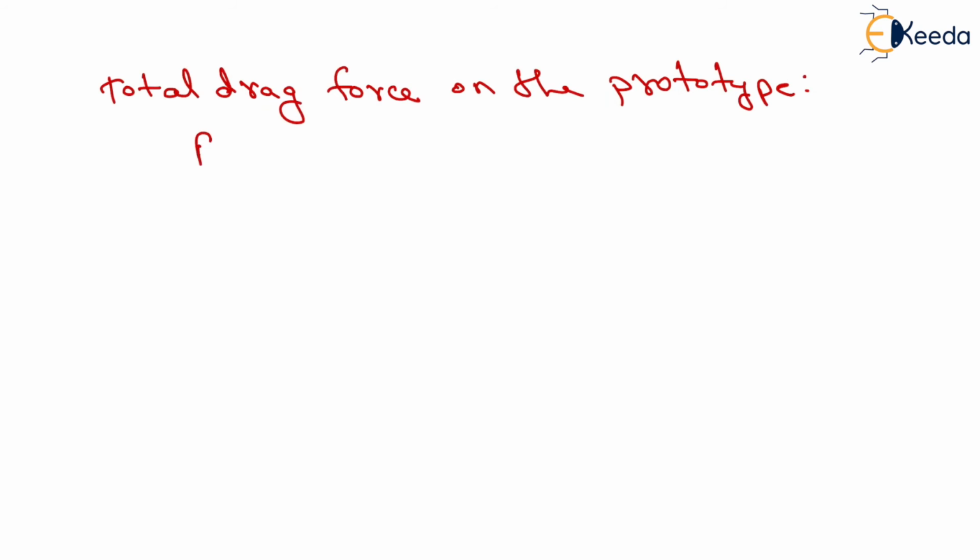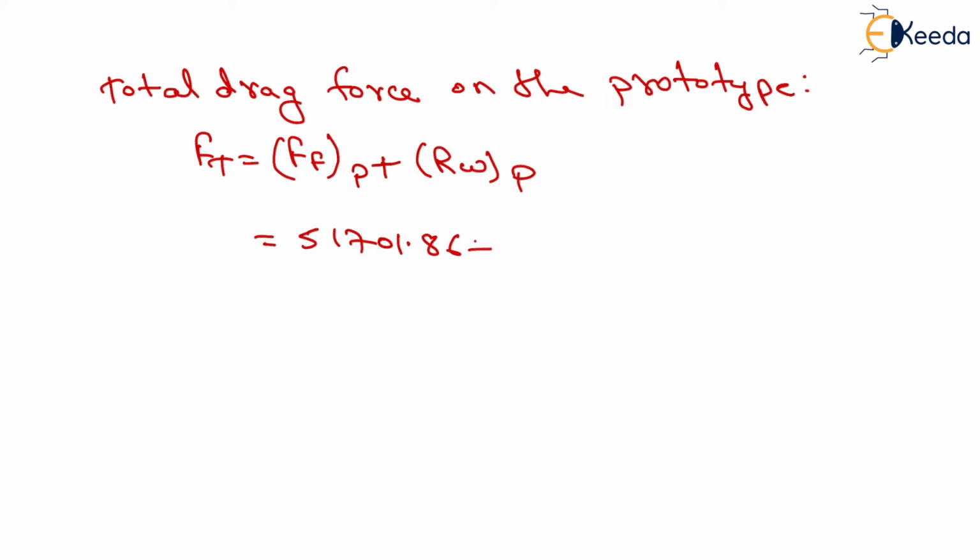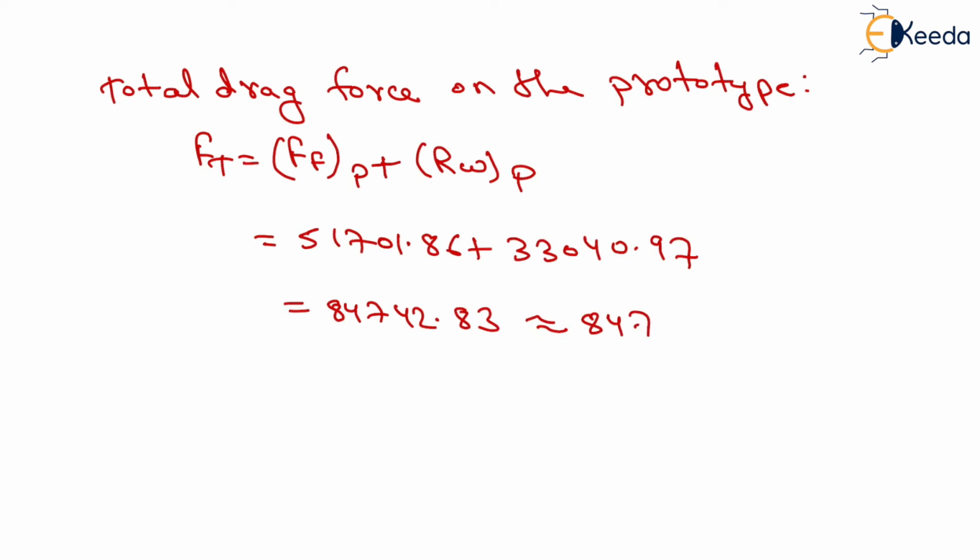Now we have to calculate the total drag force on the prototype. So Ft will be equal to Ff for prototype plus Rw for prototype. So it will be equal to 51701.86 plus 33040.97. On adding these two values, we will have 84742.83, which will be nearly equal to 84743 Newton. That will be the total drag force on the prototype. That is the complete solution for this numerical.